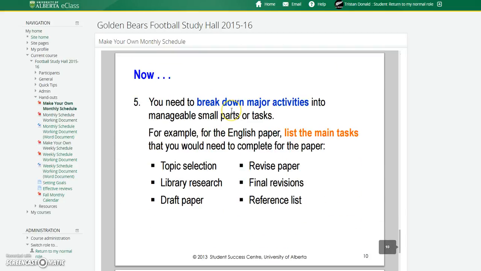Step number 5, plan. Break things down and make a plan. An example for preparing the English paper could be topic selection one day, library research another day, draft the paper another day. So these here will be all separate tasks.